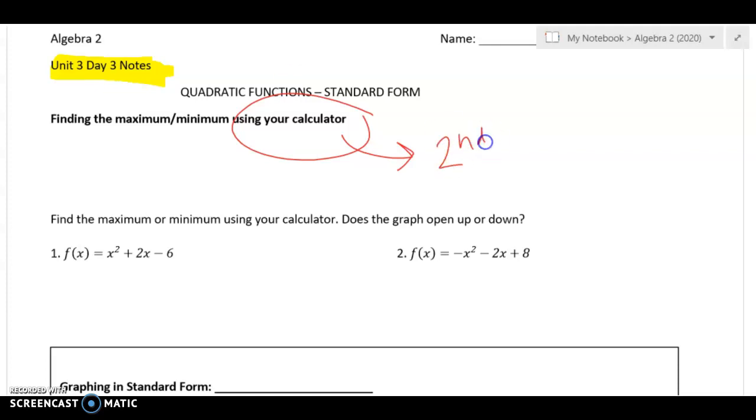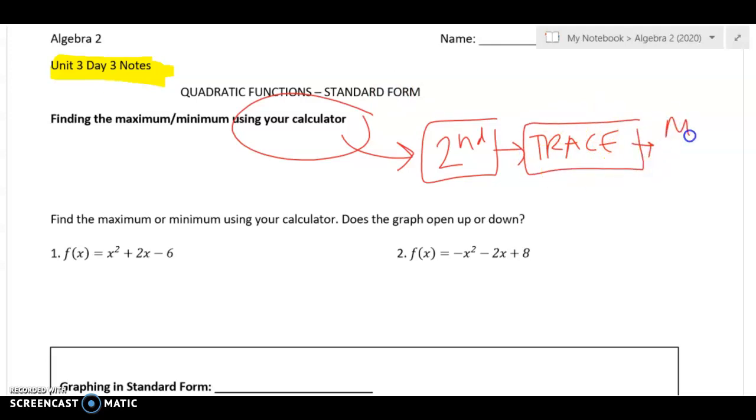And then you would hit second, trace, and then you would select max or min. I'm just going to write max or min, depending on the picture, because it depends what your picture looks like. So we've done that before. That's in the calculator. The other method, which I'm going to show you very briefly, is Desmos, which is just a website. So I'll show you that in just a moment.